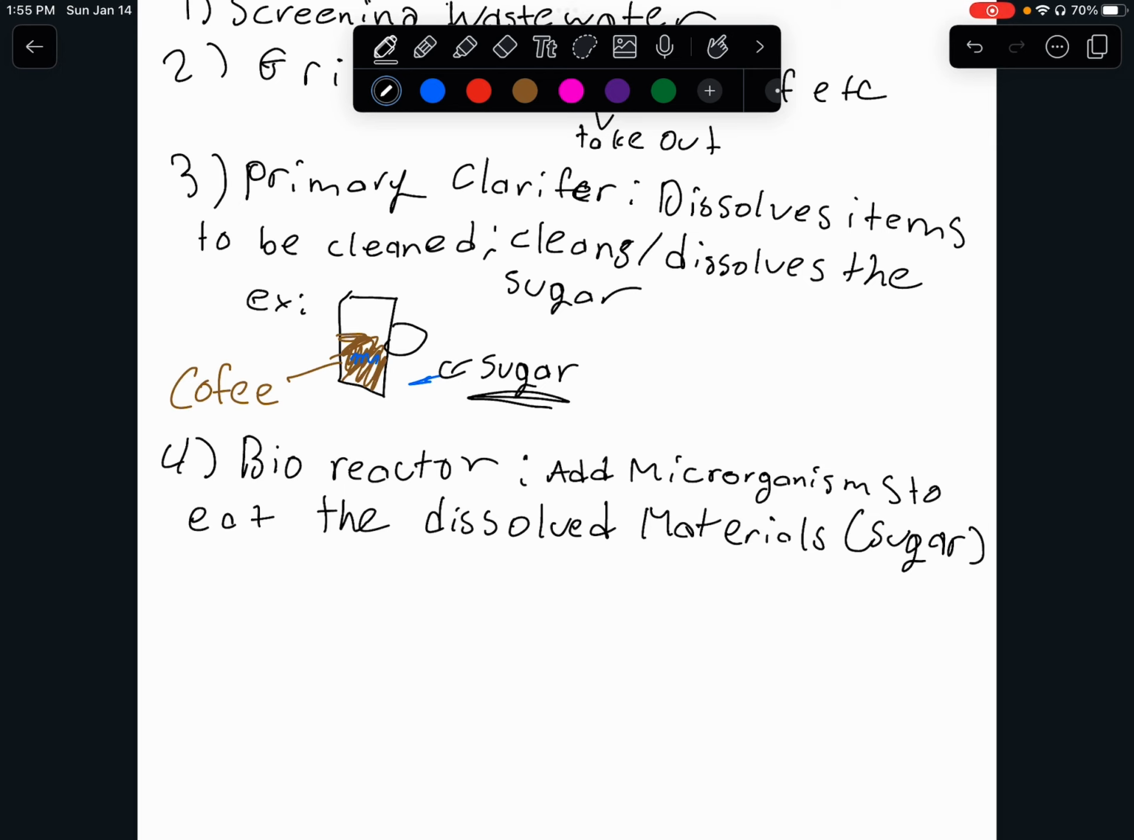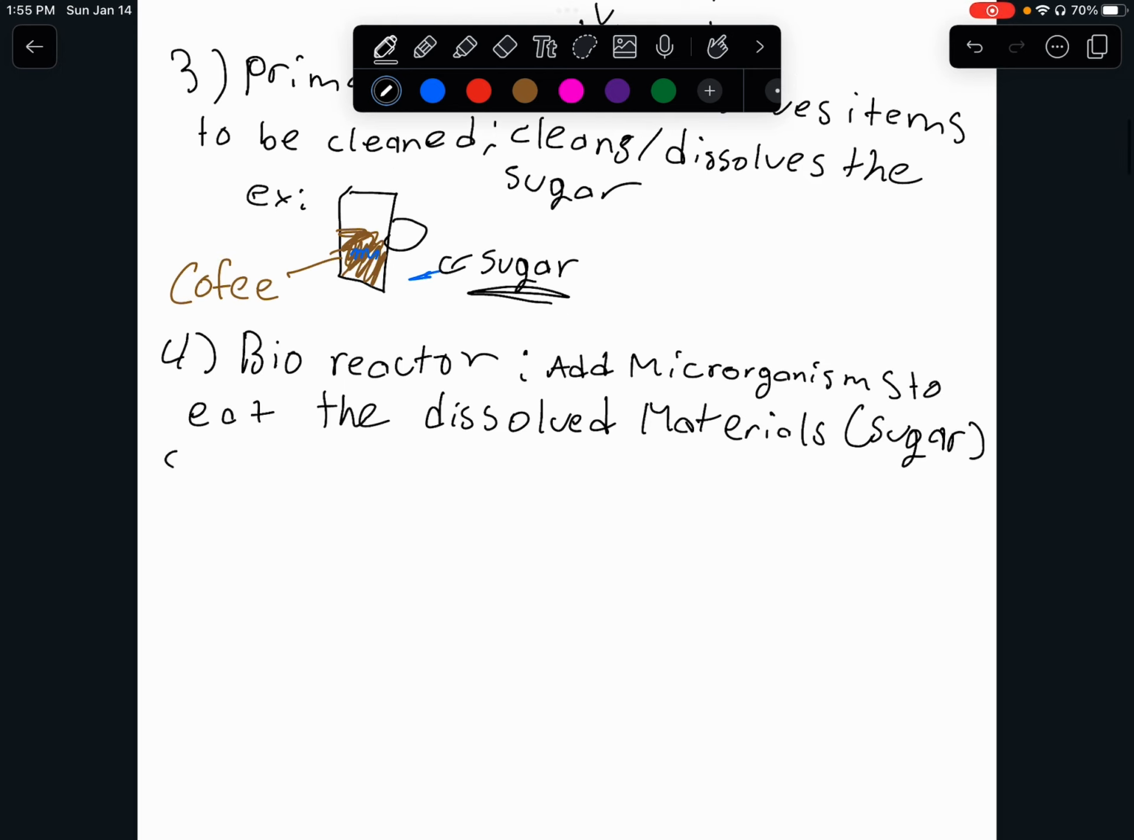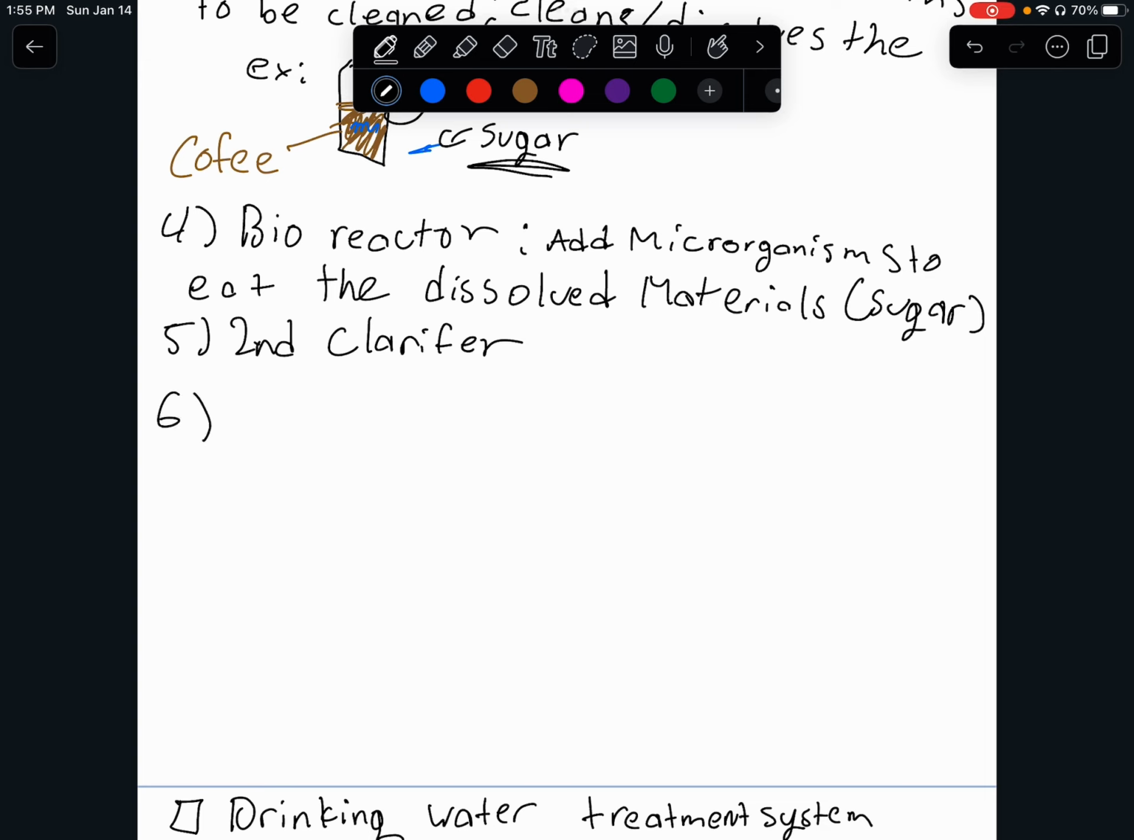So after we do this, we have our second clarifier, which clarifies again. And then our last ones, well, two: we have our disc filter. So it's a filter, right? It's self-explanatory, so it filters out the water.